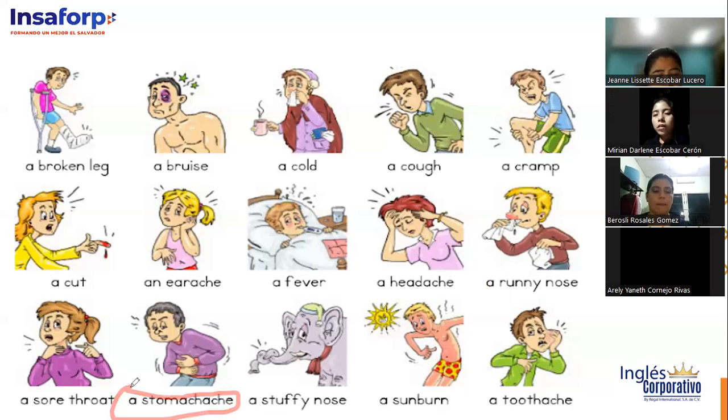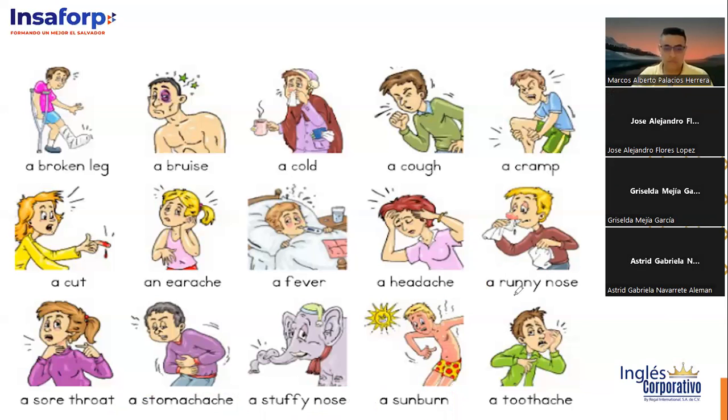A stomachache. Okay. Miriam, a stuffy nose. A stuffy nose. Jenny Lisette, a sunburn. A sunburn. Yes. And the last one, Marcos. A toothache. A toothache. Okay.